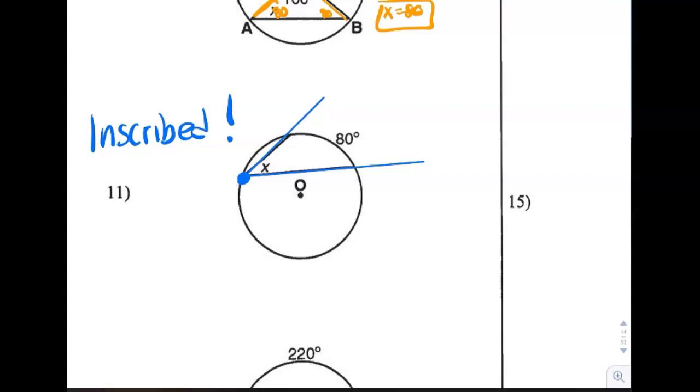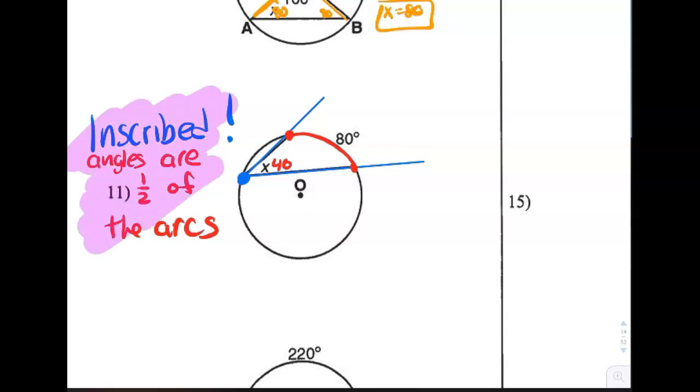So this time, if that much of the arc from here to here is 80, the angle is no longer 80, it's now half of that. So inscribed angles are half of the arcs. Definitely write that. That's the first time this has happened. So when inscribed means the vertex is on the edge, then the angle is half of the arc.